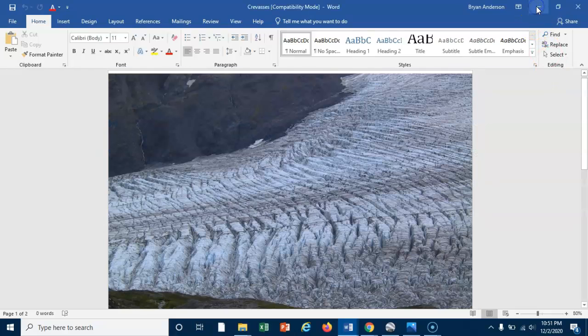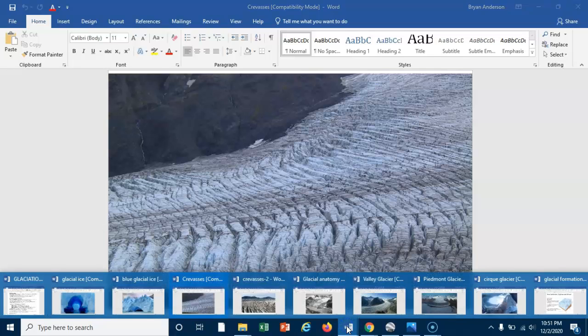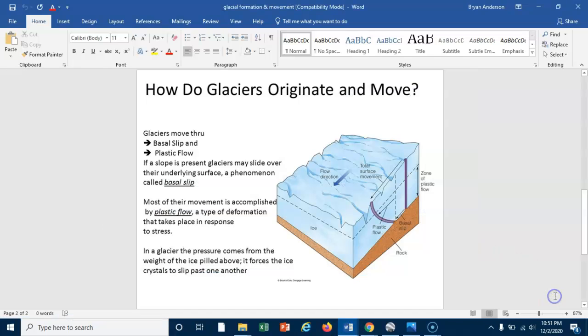Okay. That's a nice picture, even if I did take it myself. I'm usually not very good at it. I usually end up with my thumb in front of the lens.